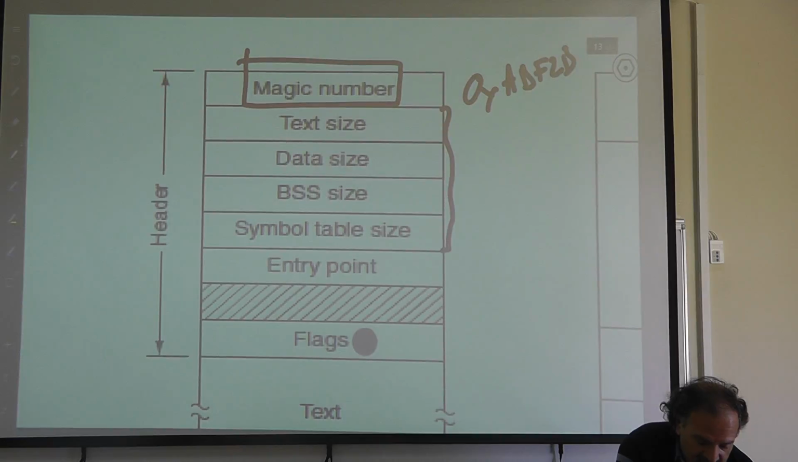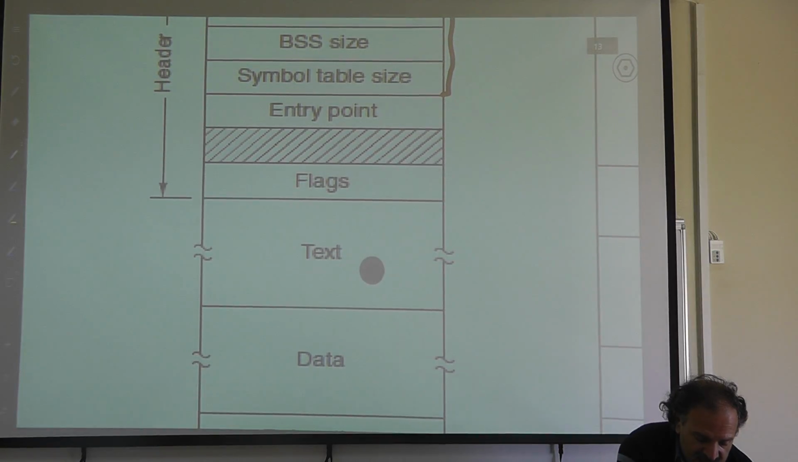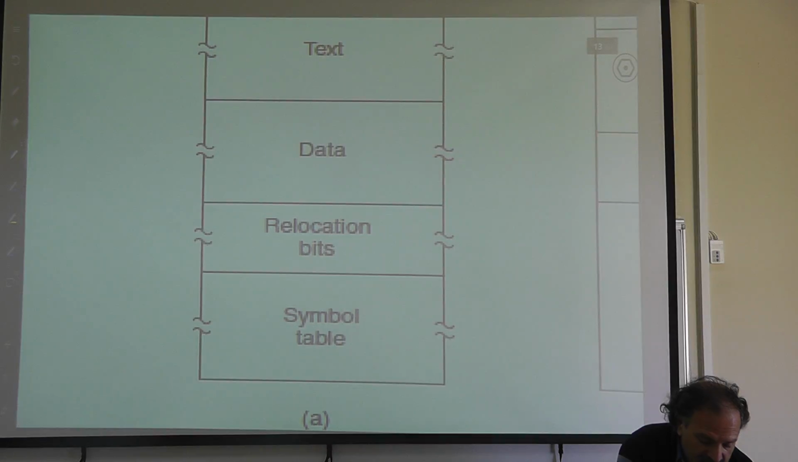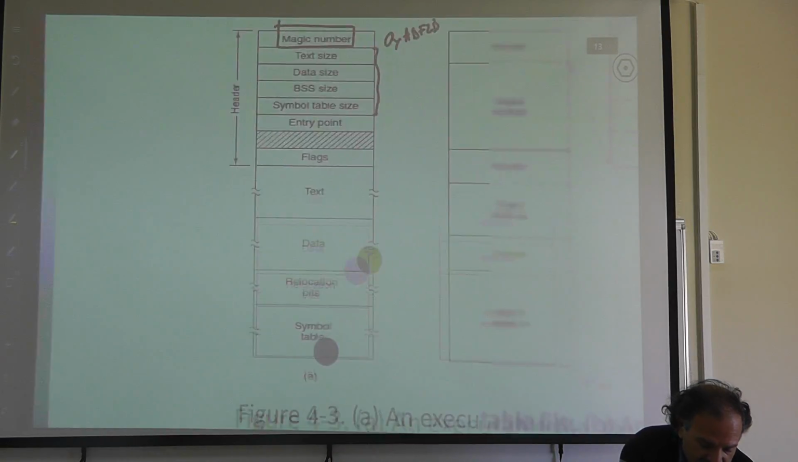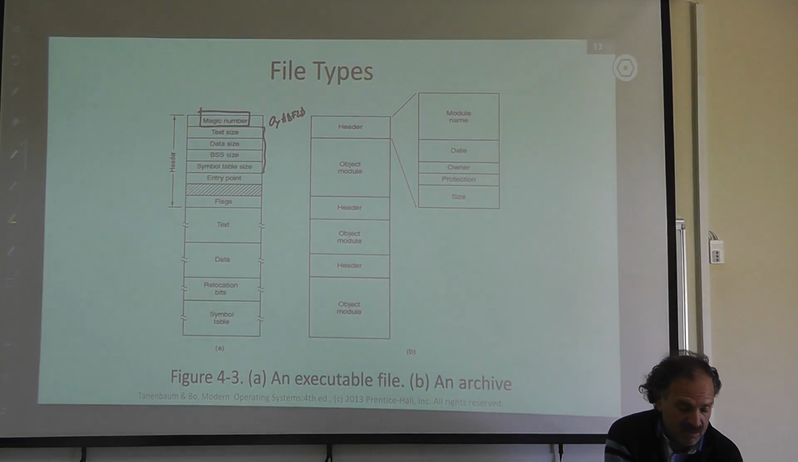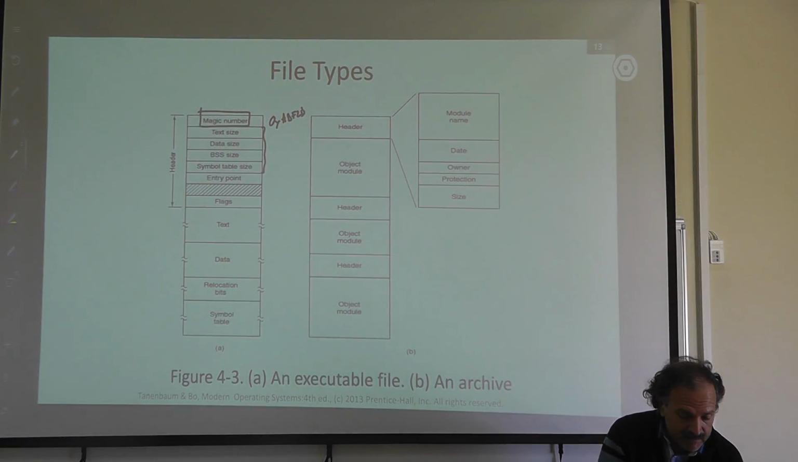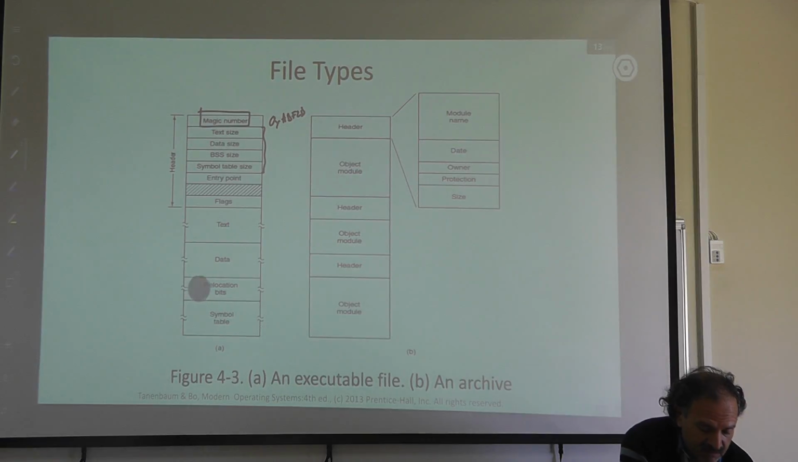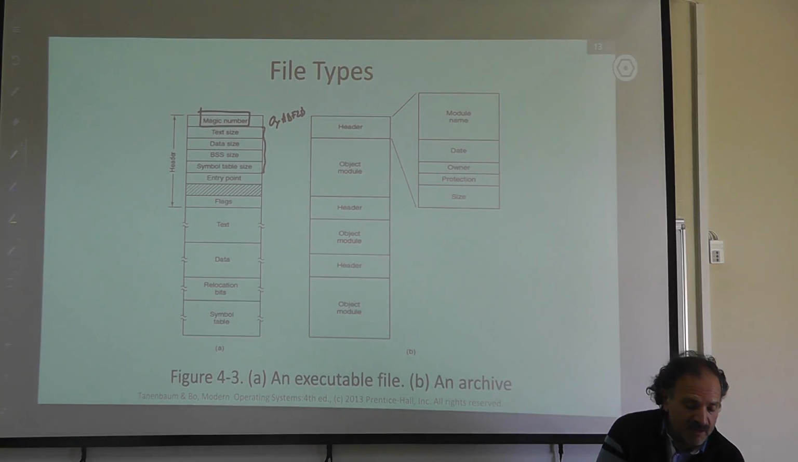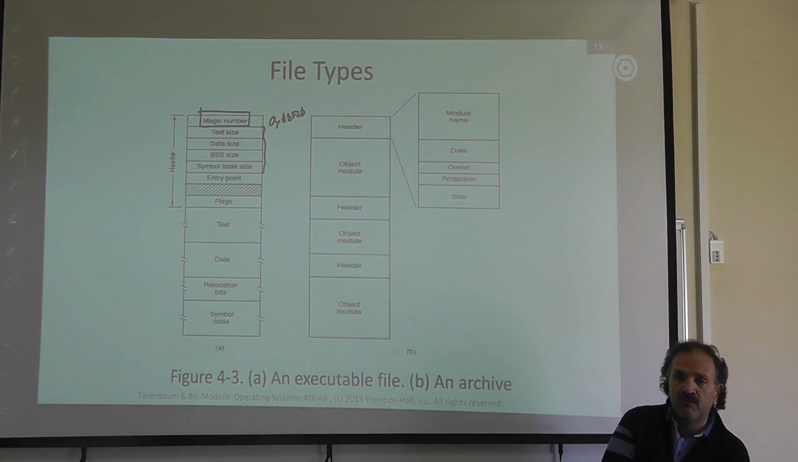Then we have various flags. Then we have our text section, data section, and some other details about executable files. So this is just one structure of a file, a sample file type, an executable file, and it depends on the operating system. It is not exactly the same for all types of operating systems. It is different for different types of operating systems. In fact, within a single operating system, you might have different types of executable files.